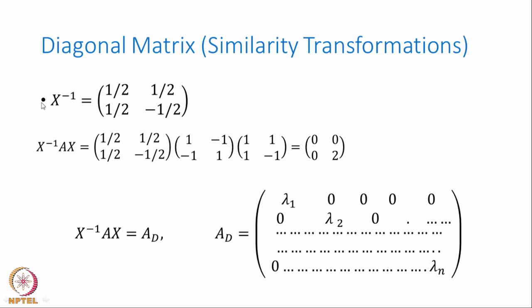So, what is the inverse of X? Half, half, half and minus half. This is the inverse of my matrix X. Now, how do you know that this is the inverse of matrix X? The best way to check is multiply X inverse into X. When you multiply X inverse to X, you should get the identity matrix. Then only you know that it is the inverse of X.